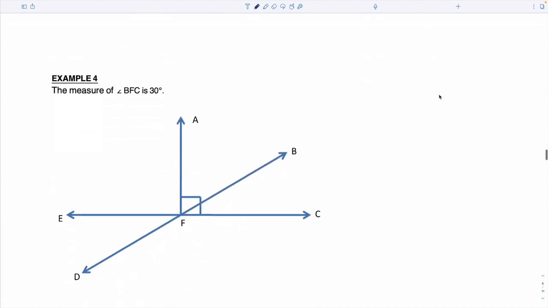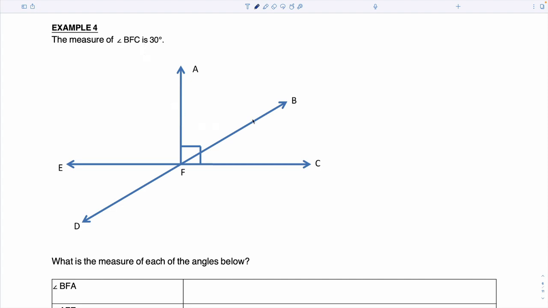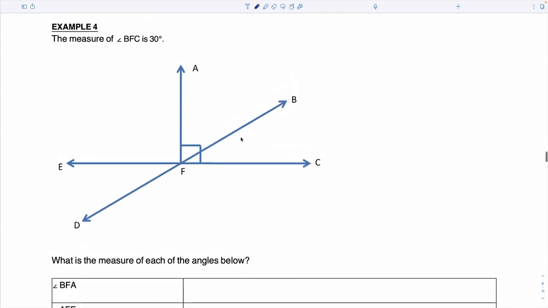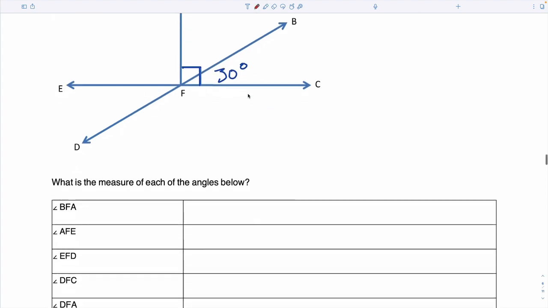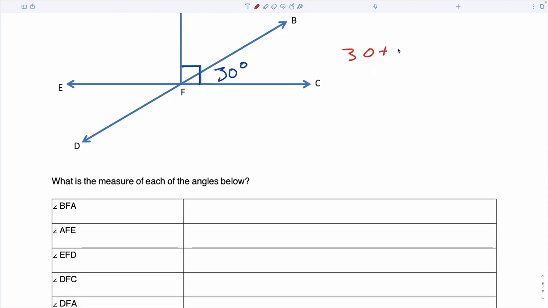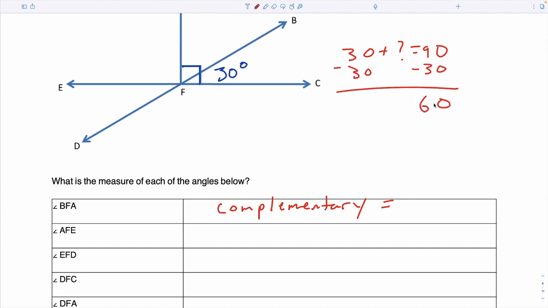You're going to work for the last 6 minutes and fill out example 4. The measure of angle BFC is 30 degrees. You're going to fill out every single angle from there. BFC is 30. Your next is to find BFA. What type of angle is BFA and BFC? Well, they combine to make a right angle. Once you solve for that angle, you're looking at 30 plus something equaling 90. Tell me how you found it. I'm going to find it by using complementary angles. Couldn't we do 90 minus 30? Yeah, same thing. You could set it up like that, whatever is easiest for you.